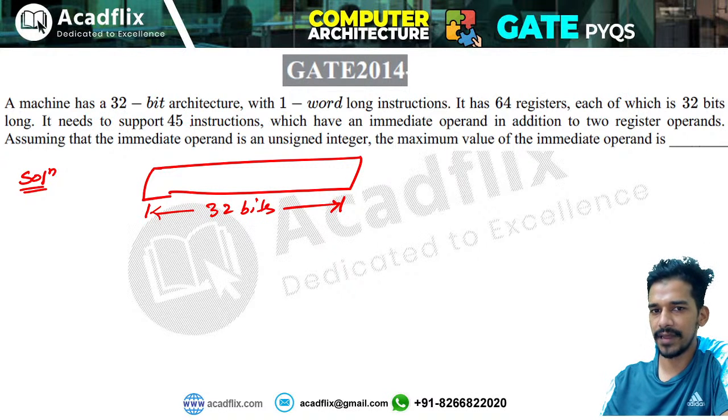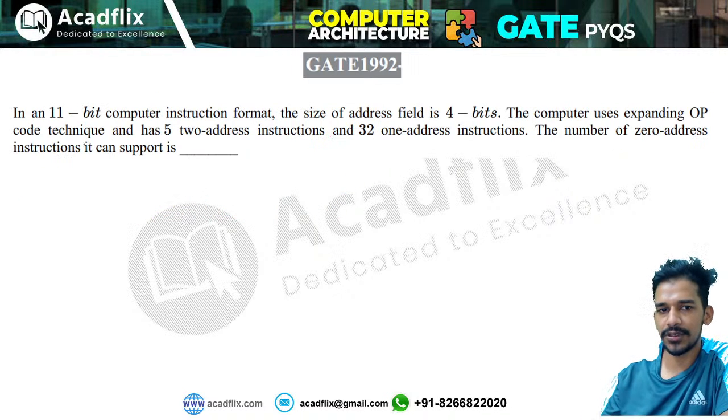It supports 45 instructions. It needs to support 45 instructions which have an immediate operand in addition to two register operands. Assume that the immediate operand is n. So this question is not for the expanding opcode technique. This question we can see.